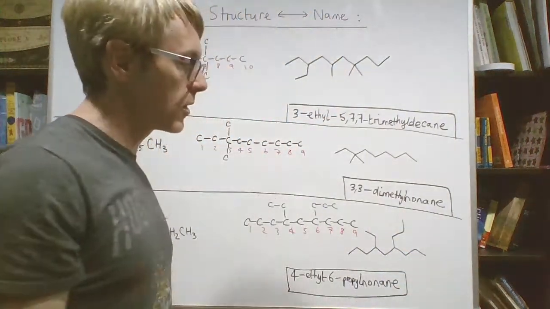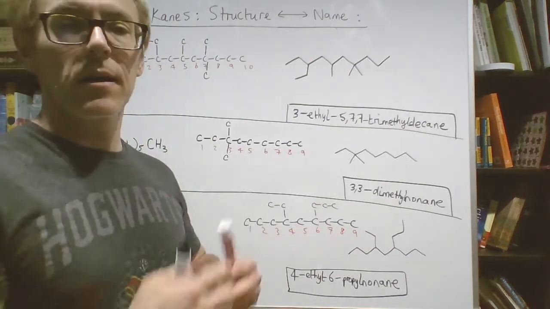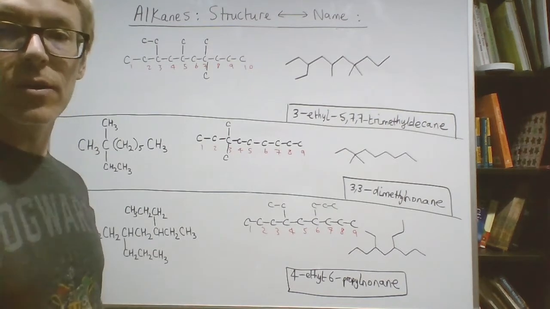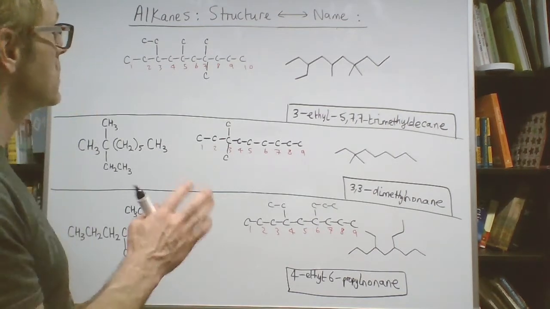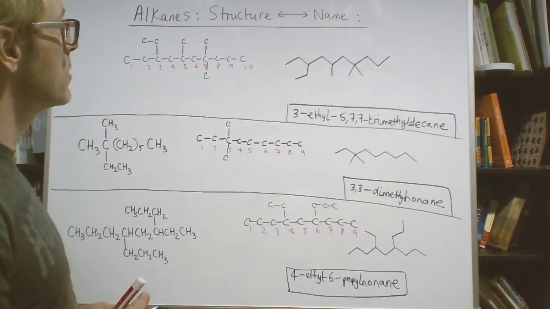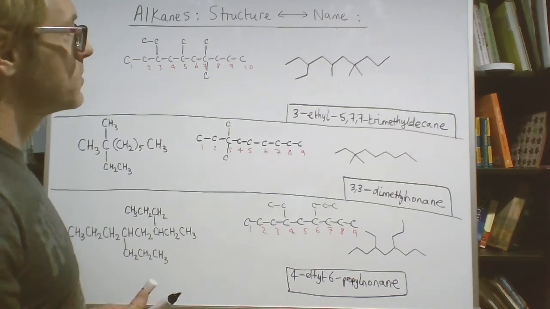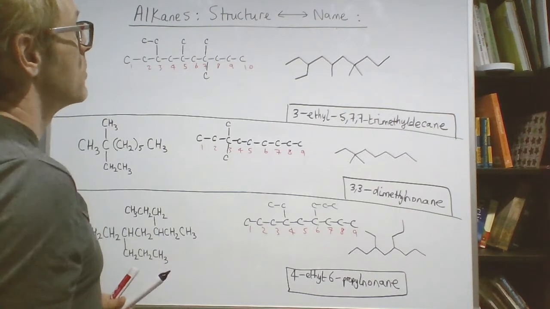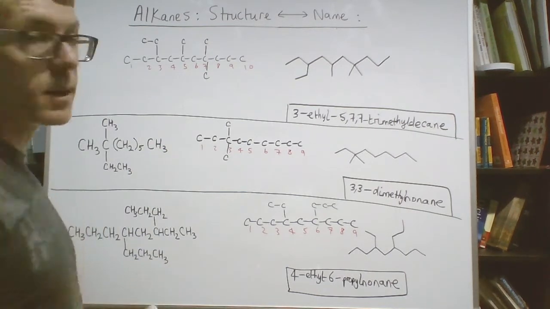And again, so long as you're trying to trace what looks like a honeycomb, that will be a good indication that you're drawing this in the correct way. So these are just some more examples of alkanes going from structure to the name, and vice versa from the name back to the structure.